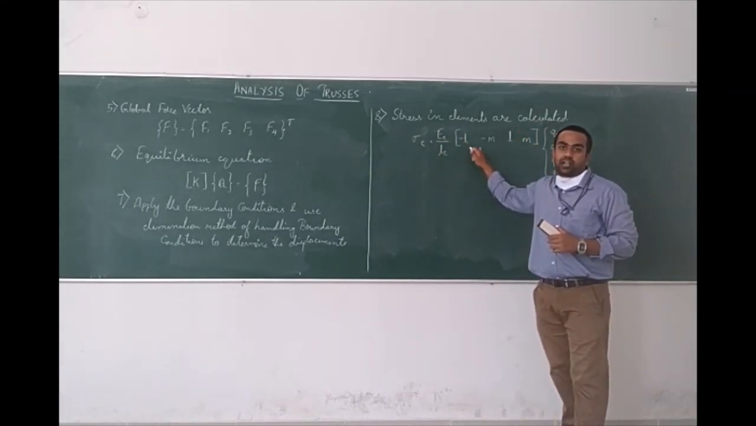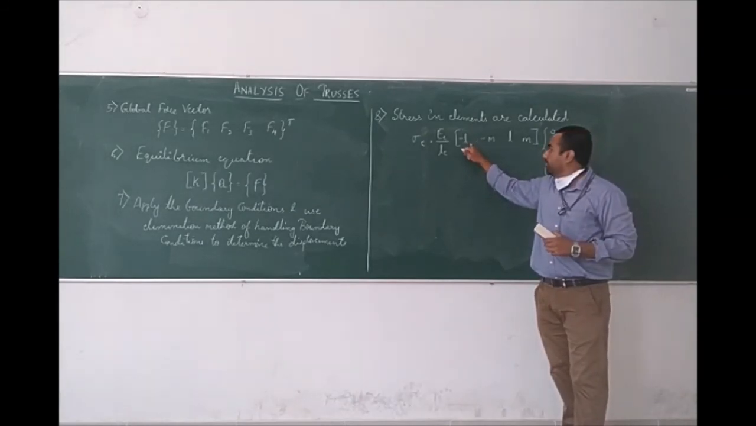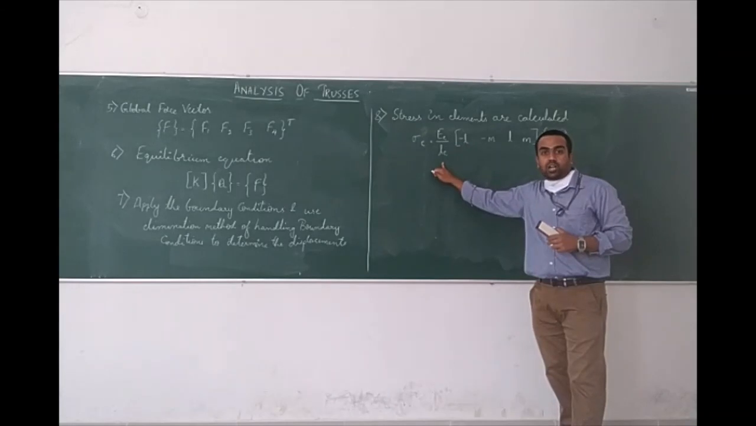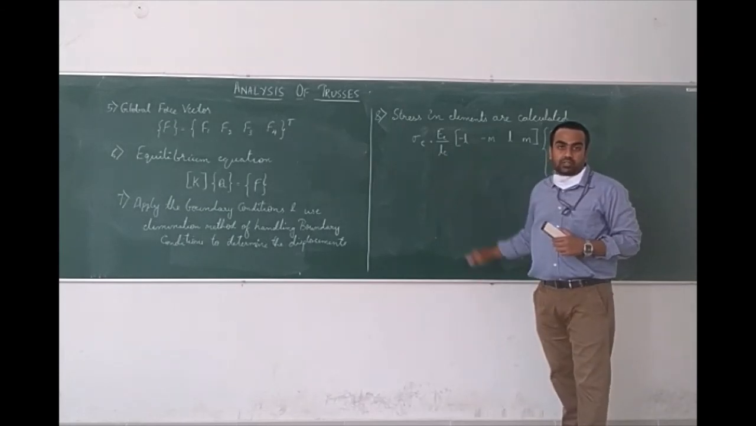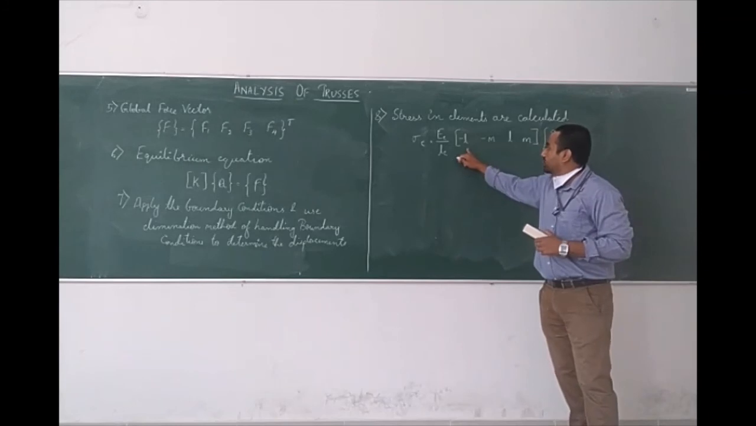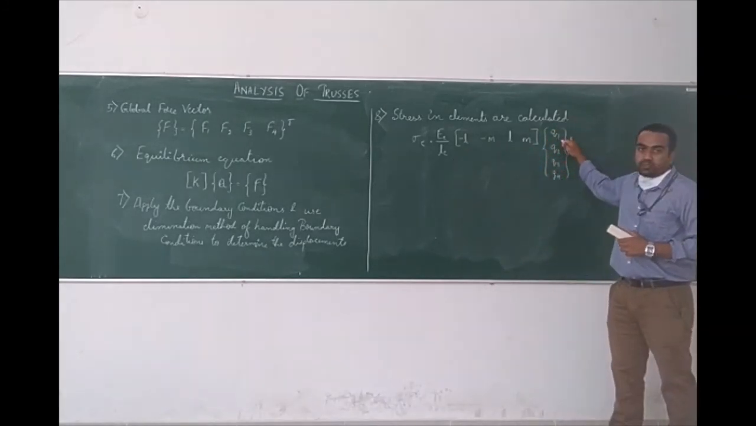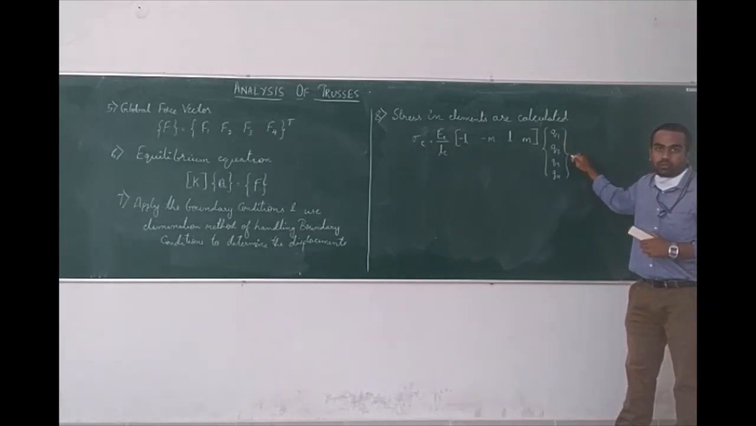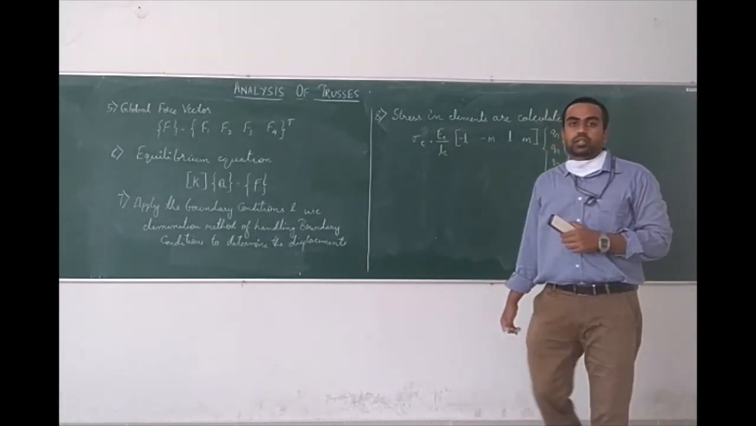The small l and m denote the directional cosines. Don't get confused between the small l and small l suffix e. Small l suffix e denotes the length of the element. Small l without the suffix denotes the directional cosine. So minus l, minus m, l and m multiplied by the displacements that will be calculated, Q1, Q2, Q3 and Q4. This formula will give you the stress.